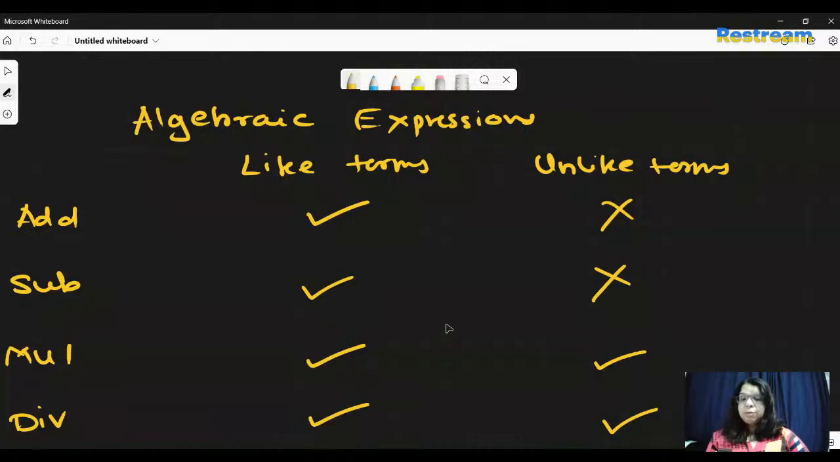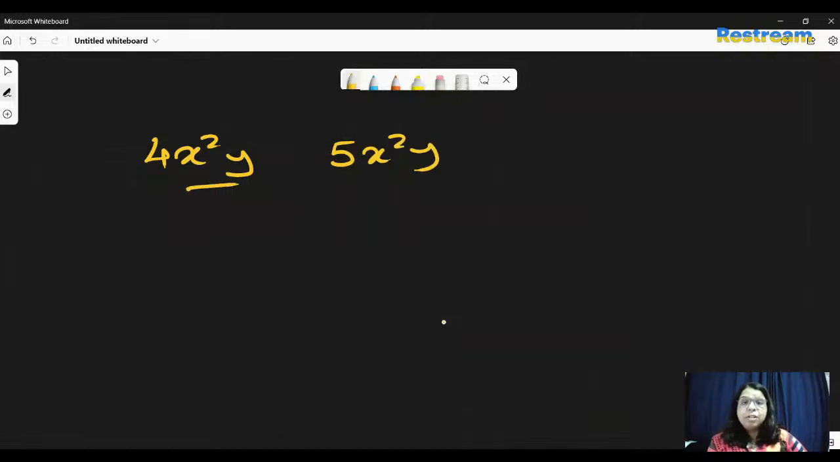Before we start that, let's quickly revise what are like terms and what are unlike terms. Like terms are the terms which have the composition of variables exactly the same. The coefficient doesn't matter, but what follows after the coefficient has to be exactly the same if we are going to say that two terms are like terms. For example, if I have 4x square y and 5x square y, I will say that these two are like terms because the variable component of the term is the same.